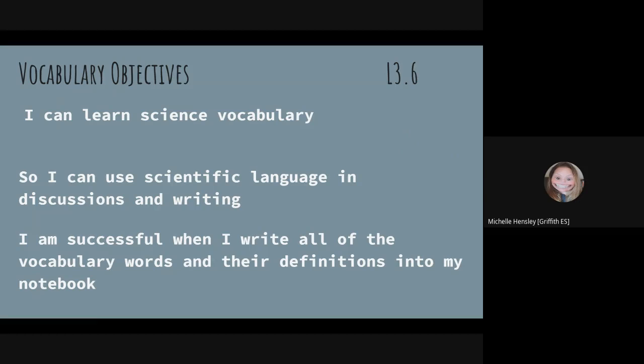Okay, so first we're going to start off with our objectives. Our objectives tell us why we're learning something. So if you'll repeat after me, please. I can learn science vocabulary. Your turn. I can use scientific language in discussions and writing. Your turn. My turn. I am successful when I write all of the vocabulary words and their definitions into my notebook. Your turn.